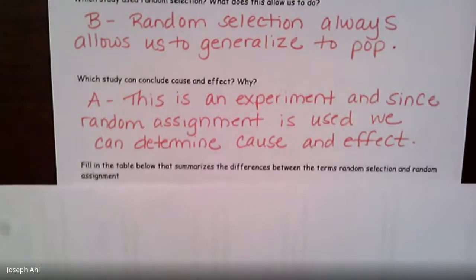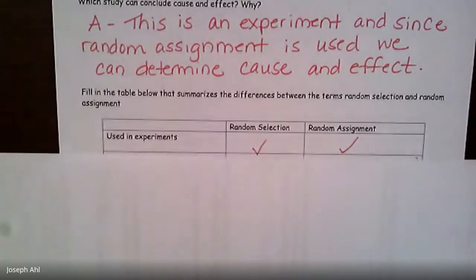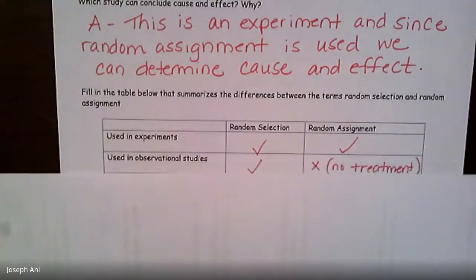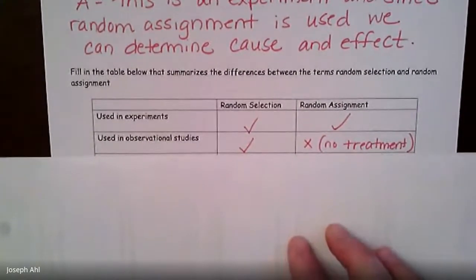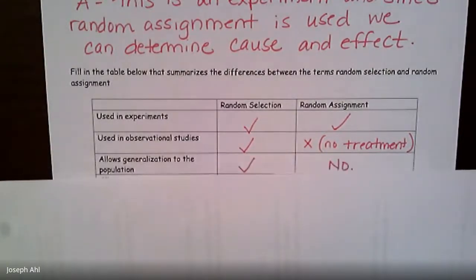In the chart below, it says to fill in the table that summarizes the differences between the terms random selection and random assignment. And I'll tell you, in experiments, you can have both. So you can have random selection and random assignment. The experiment that we looked at did not specifically have random selection, but that would have made it an even stronger case for generalizing the effects of that experiment to the general population. In observational studies, we can have random selection, because we just saw it with the text messages, but random assignment is not going to be present because there's no treatment involved.